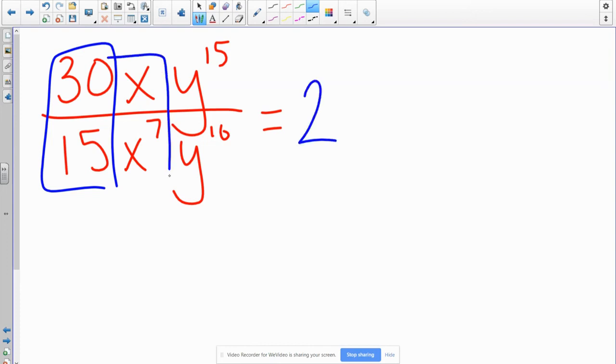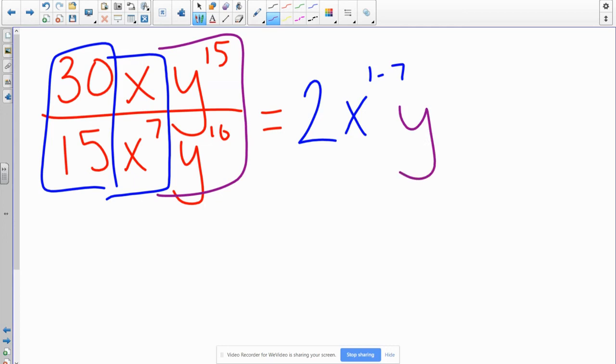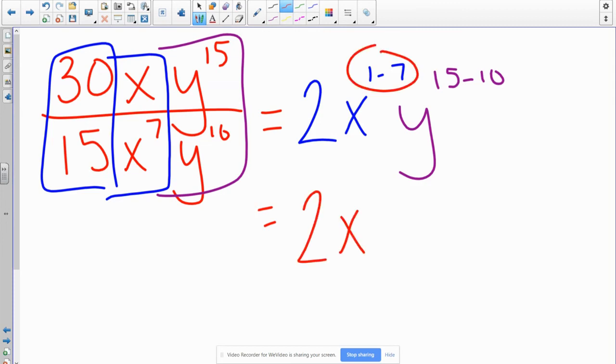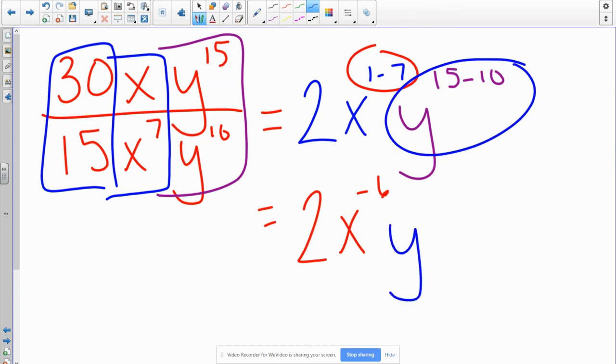Now we're going to do our exponents. And it's up to you how you want to start doing this. I'll just go straight up subtraction here. So there's 1 exponent in the top, and we're going to subtract the 7 x's in the bottom. And then we're going to look at the y, and it's treated the same way. So we're going to take 15 y's at the top, and we're going to take away 10 y's at the bottom. Okay, and now we go into simplifying mode. So the 2 stays as 2. We're going to subtract x, and then 1 minus 7 is a negative 6. And then we're going to look at our y's. 15 minus 10 is 5.